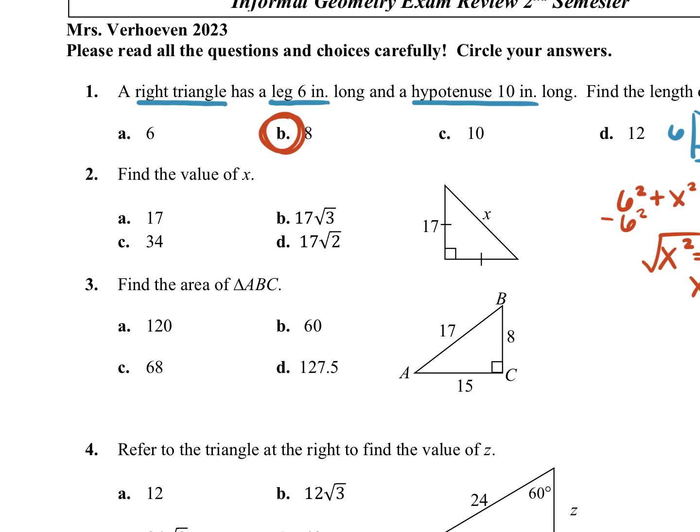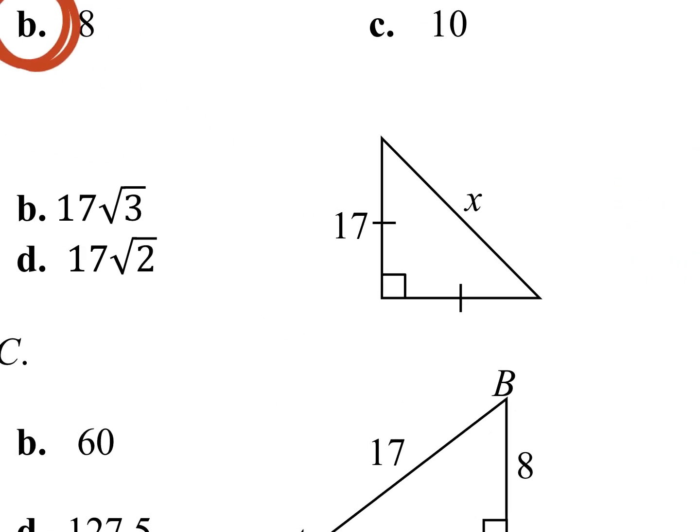All right, number 2. You had one like this on the other portion as well. What type of triangle is this? It's isosceles, which means these two angles are the same, which means they are how big?